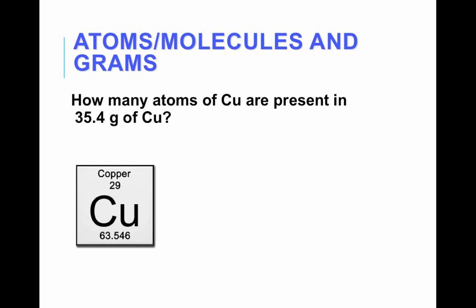Okay, for one final problem. I'm going to convert from atoms and molecules to grams. So my question is, how many atoms of copper are present in 35.4 grams of copper? 35.4 grams of copper is my given value, and I want to know the number of atoms. Since I'm using grams, I'm going to have to get my molar mass from the periodic table. And if I look at copper, I can see that the molar mass of copper, 1 mole of copper, is equal to 64 grams of copper.